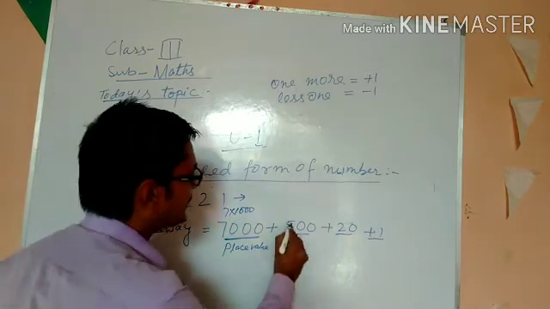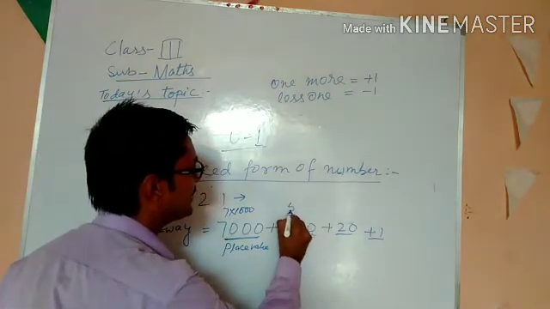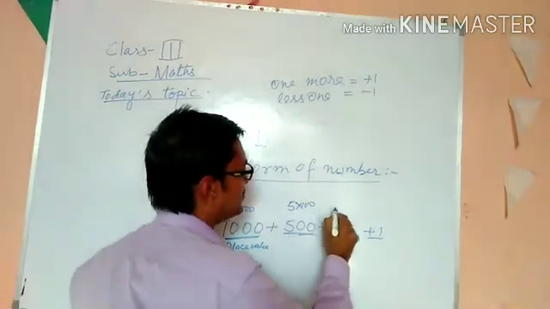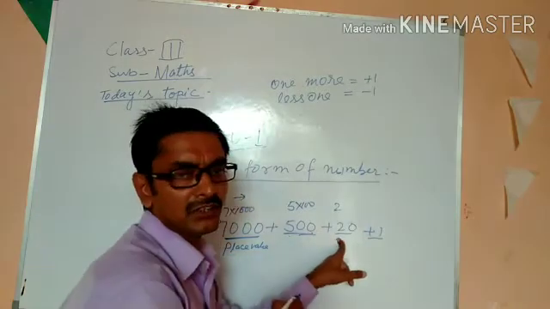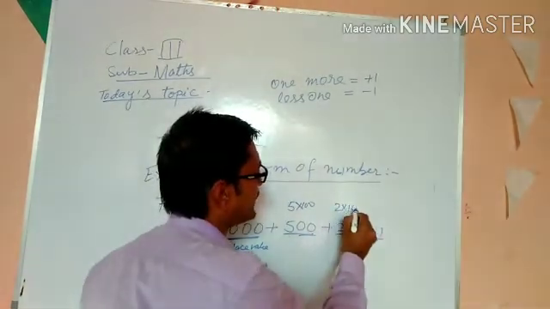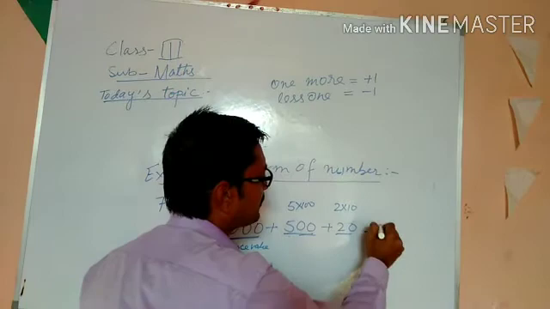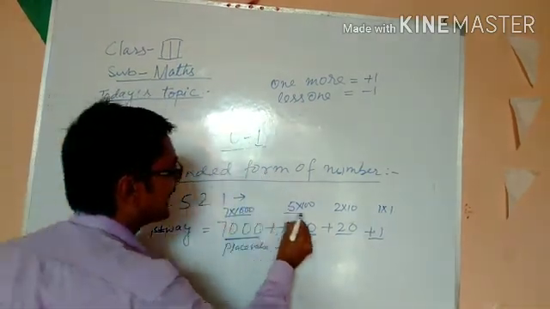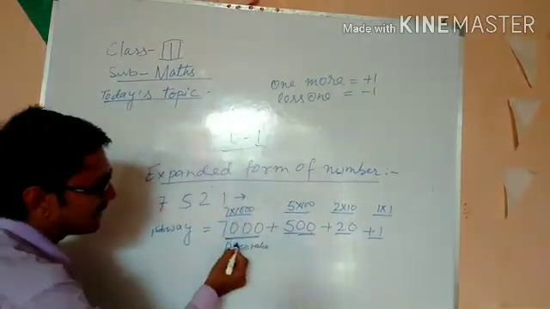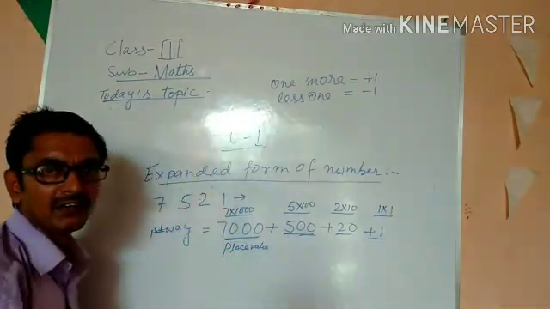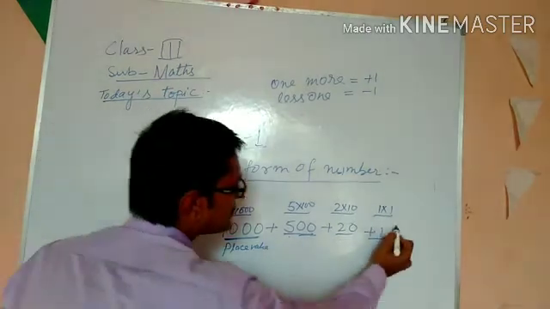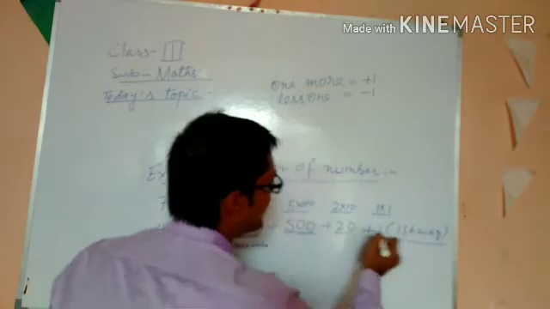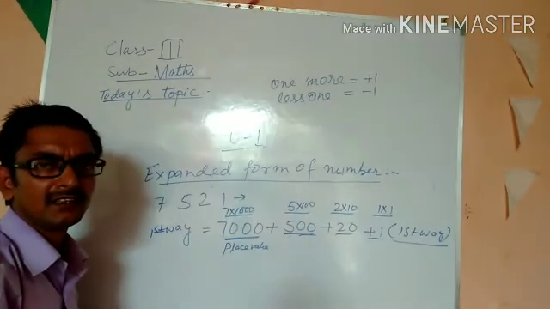Now 500 is the place value of 5. And where you got 20, the place value of 2 multiplied by 10. Now where you got 1. Each and every digit has a place value, and this place value is stretched like this. This is the first way to write the expanded form, to expand the number easily.